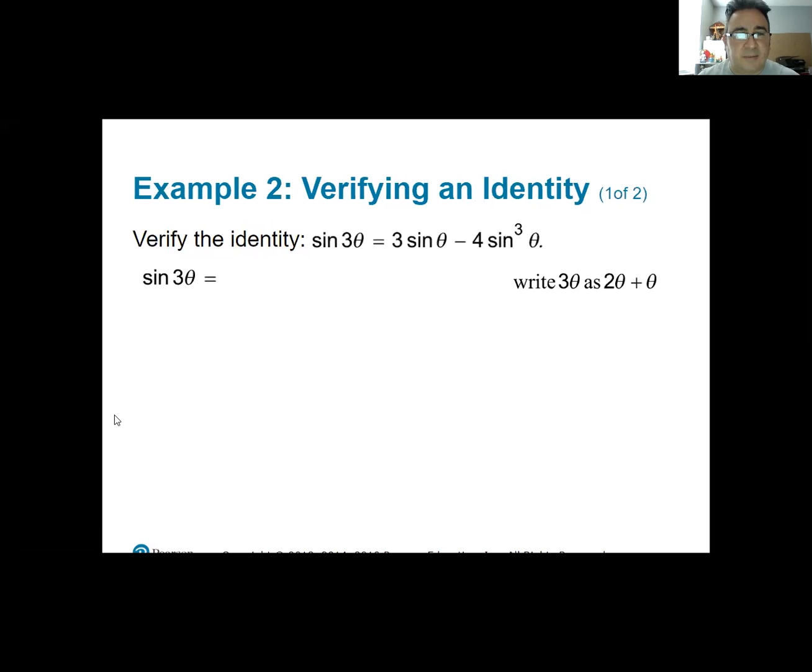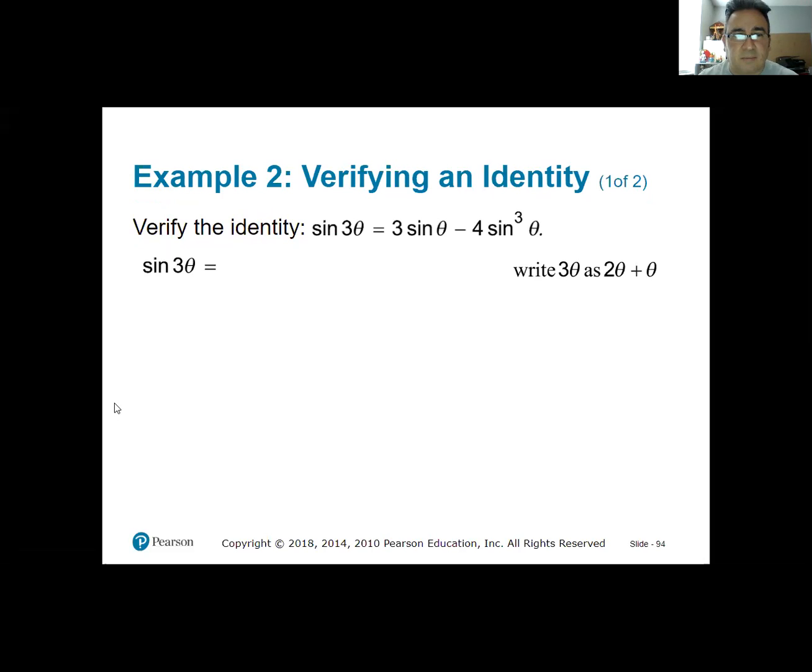And when I split it, it'll let me split it. There we go. So it's 2 theta plus theta, right?